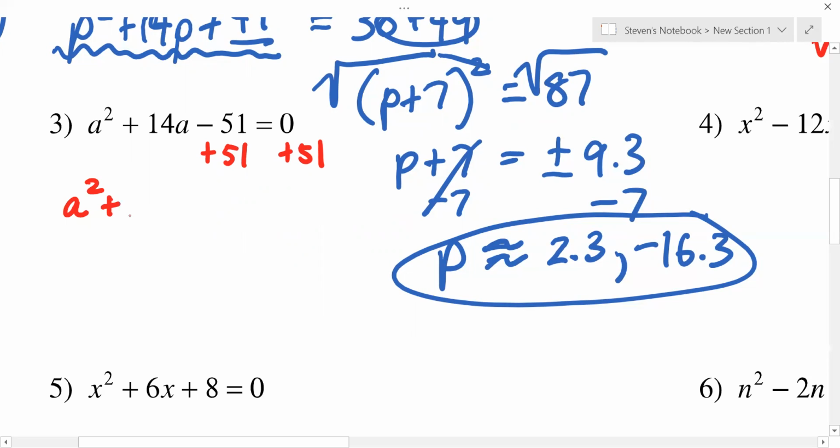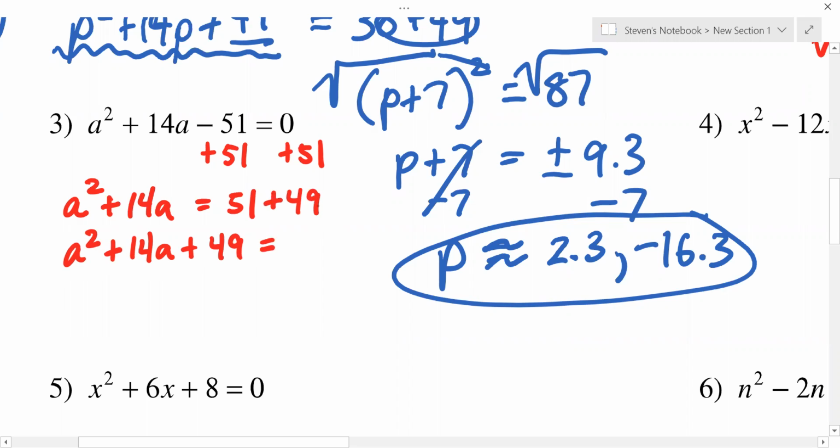Plus 14a equals 51. And then we're going to add in our own c term. So we're going to do that by taking half of the b term and squaring it. 14 divided, well, this is just like number 1. 14 divided by 2 is 7. 7 squared is 49. So I'm going to add 49 to both sides. 14a plus 49 equals, and then make sure you add 49 to this side too.